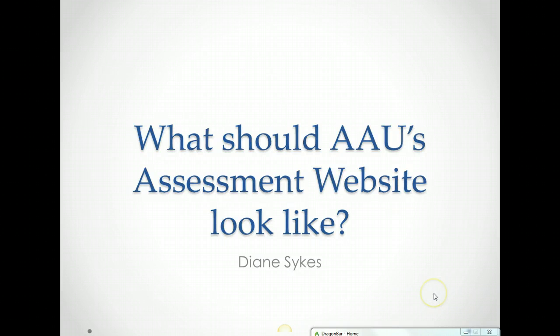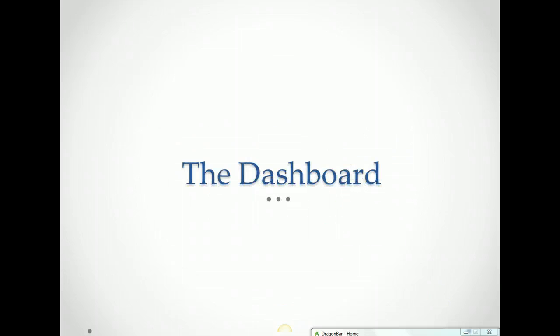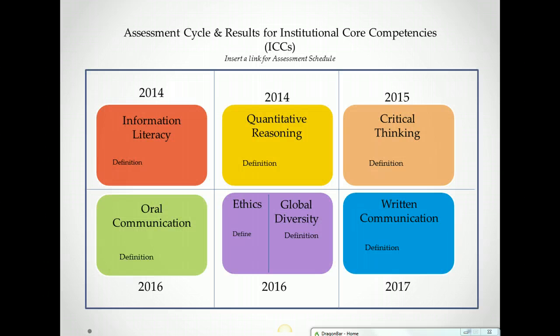This is a short presentation on what I think AAU's assessment website should look like. First of all, we consider the dashboard. This is the assessment cycle and also will be the results for the institutional core competencies across the university, not by program. First of all, right here at the top, we want to insert a link for the assessment schedule so that people will know when each ICC is being measured.